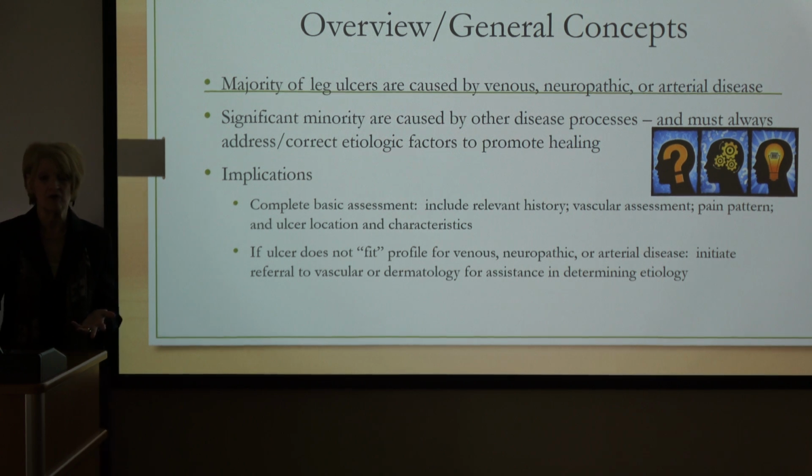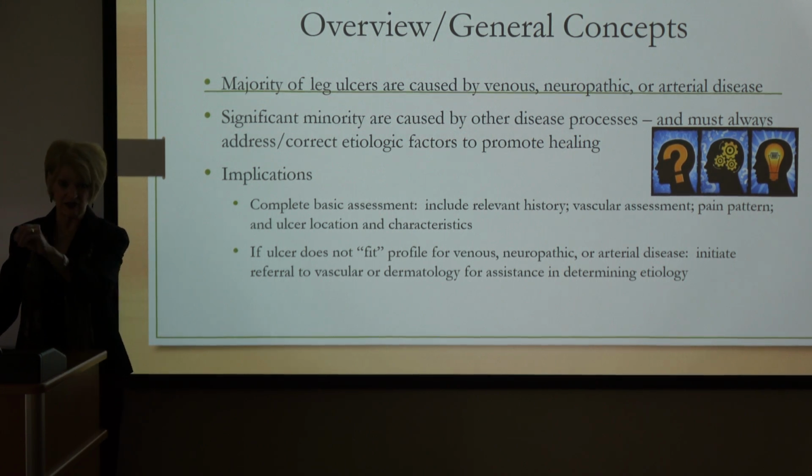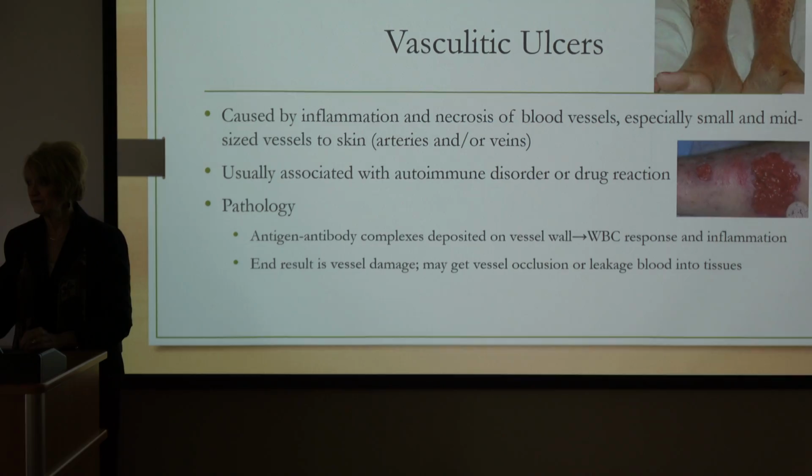Now we're going to talk about some of the most common causes of atypical ulcers, but you want to realize this is not exhaustive. There are other conditions out there. So your big challenge is to conduct a comprehensive assessment and then look to see, is it a match for arterial? Is it a match for venous? Is it a match for neuropathic? If the answer is no, you start reaching out for assistance and identifying what's causing the wound.